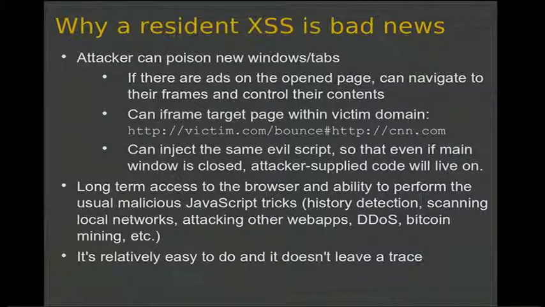So once you have the long-term access to the victim's browser, other than monitoring all the data in the web application itself, you can do other malicious JavaScript tricks. So you have a lot of time to do history detection, scan local networks, possibly attack other web applications, and distributed denial of service, all of that. And it really doesn't show up anywhere, because the web application doesn't really see that there's anything wrong. You don't see that there's anything wrong. It's just injected code into the web app. So yeah, it's not good, right? Once you fall victim to that, all bets are off. We're sort of doomed.